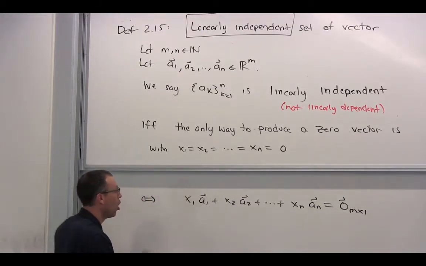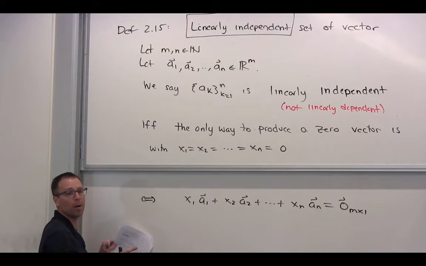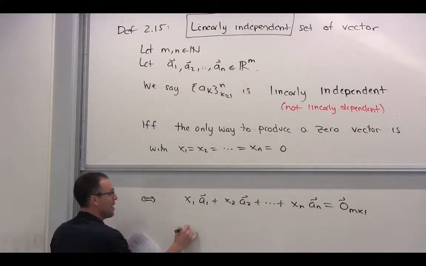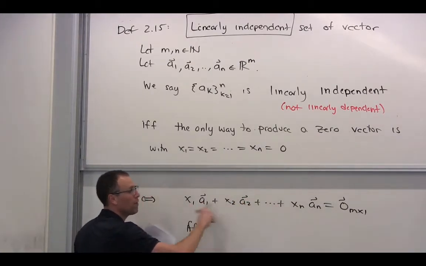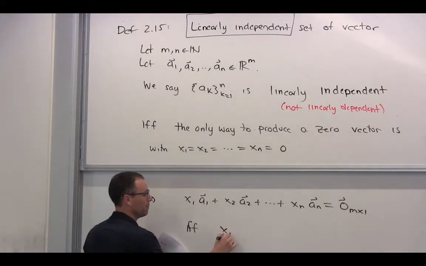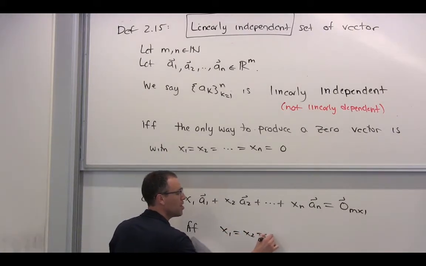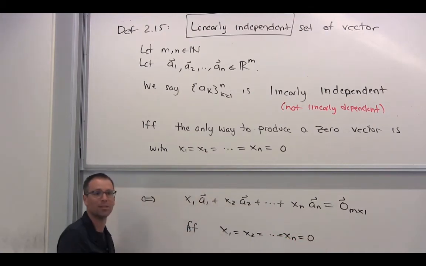Yeah. When is it true that a set of vectors is linearly independent? What must be true about that? It's not linearly dependent, which means that if I produce a zero vector via linear combination, what can you immediately conclude? Yep. The only way to do that is if all the scalars are set to 0.